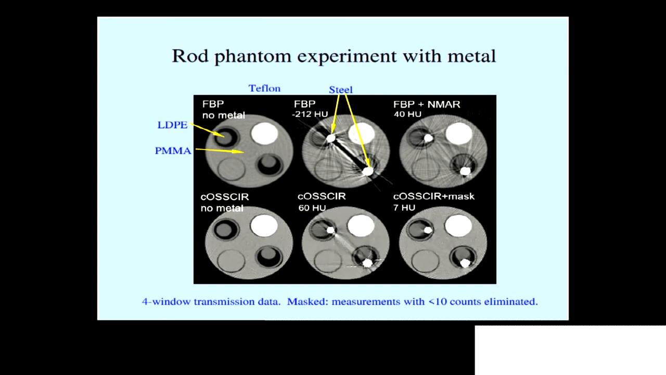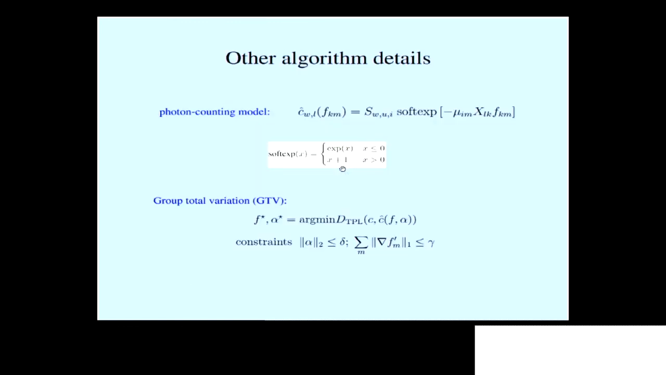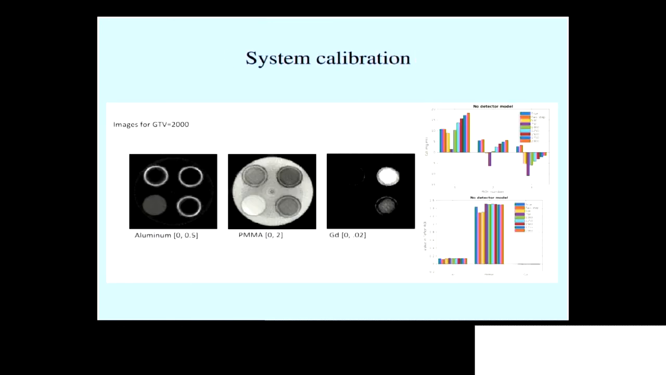Then after this metal project, we wanted to come back to contrast agent imaging. So this is my last thing. Here we had a little issue with system calibration. The problem, before with a 2 materials method, we still had some issue with system calibration, but it wasn't as bad.